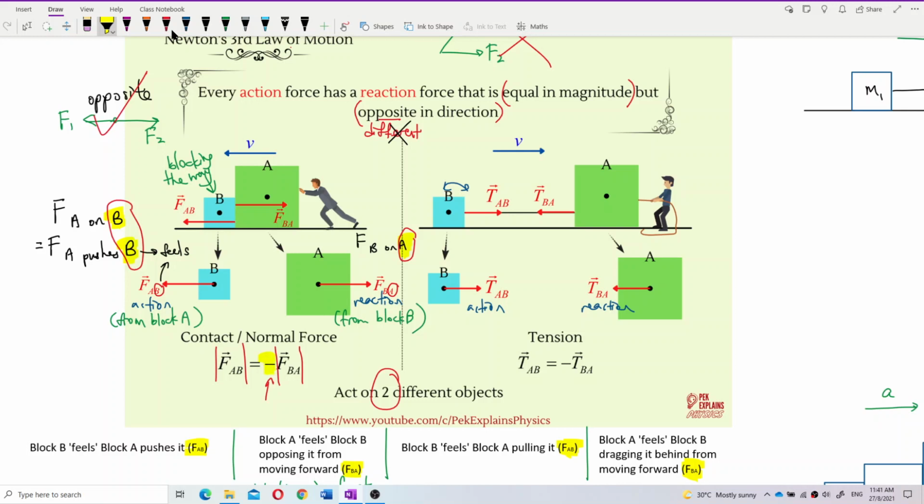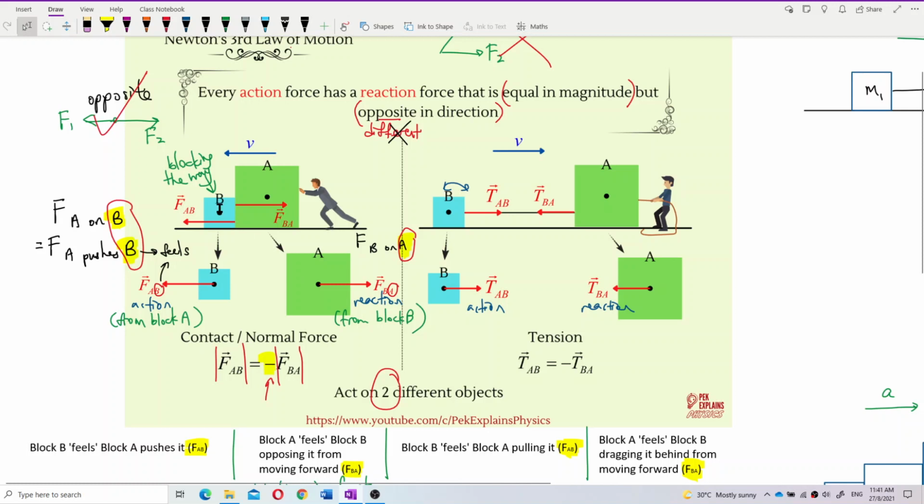It's just the direction which is opposite. That's why you have a negative sign. Because let's say we put FAB positive, FBA will get negative. In terms of direction they are opposite, but in terms of magnitude they are equal, although they have different mass. So don't say that a big mass pushes a small mass with a bigger force. No. Big mass or small mass, they experience the same contact force, the same action-reaction force. They're equal in magnitude, just opposite in direction.